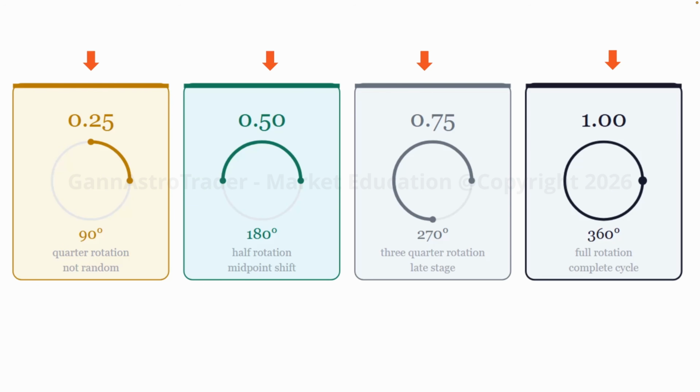A smaller step represents a partial rotation, while a larger step represents a full cycle. For example, a quarter step corresponds to a 90-degree shift, a half step corresponds to 180 degrees, and a full step represents a complete rotation. These values are not random, but directly tied to the geometry of the spiral.